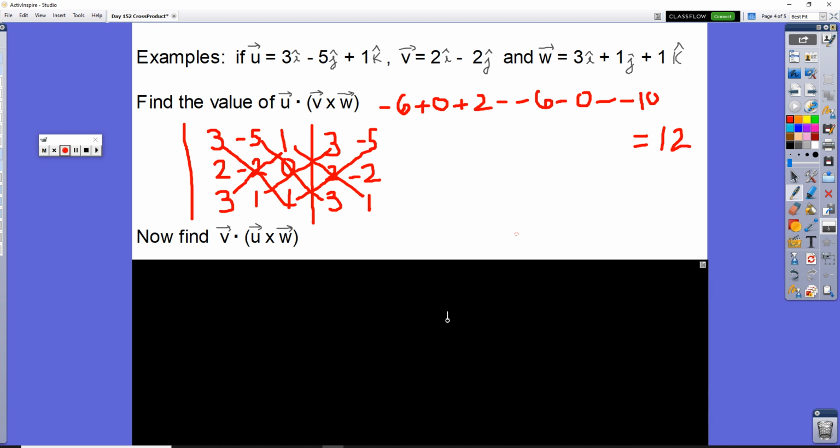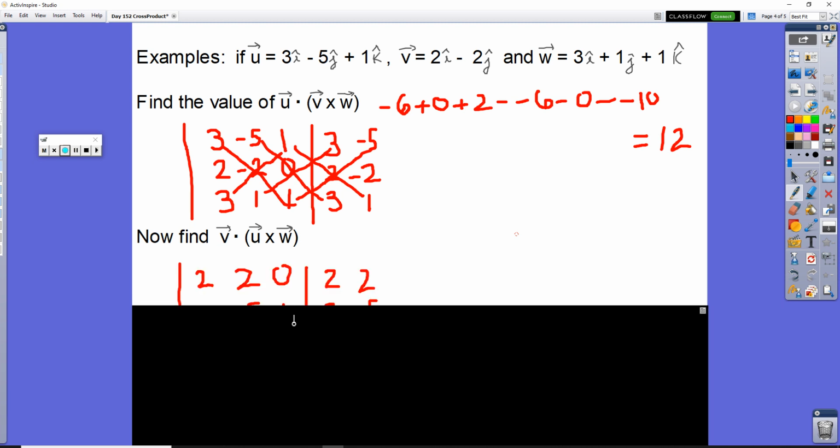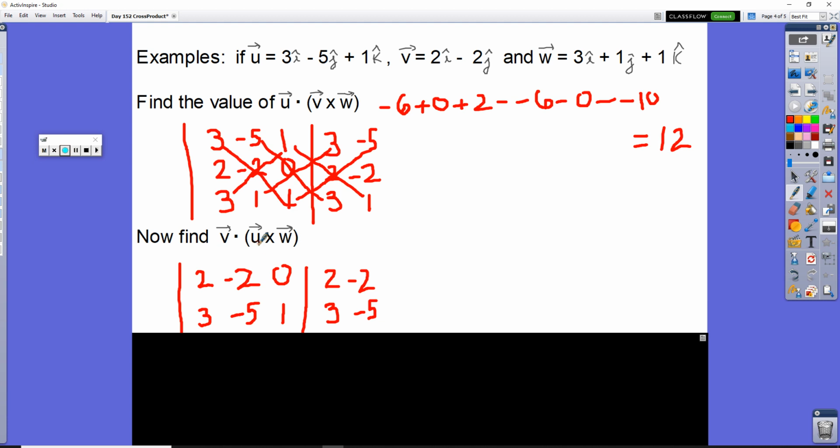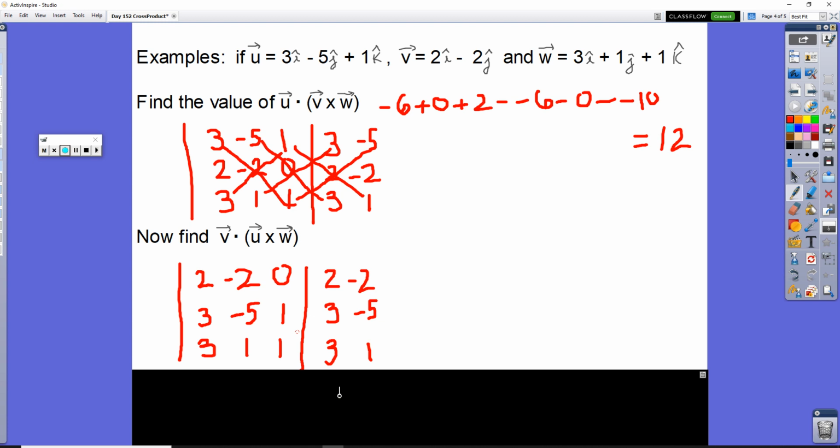Now check this out. Let's take those same 3 vectors, vector u, v, and w, and let's take their triple scalar product in a different order. Let's put v first, and then have u be the first one in the cross product. That means v's coefficients are going to go across the top row. So 2, negative 2, 0. Vector u's coefficients, 3, negative 5, and 1 are going to go across the middle row. And vector w's coefficients, 3, 1, and 1 are going to go across the bottom row.